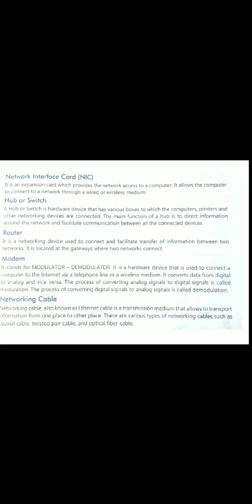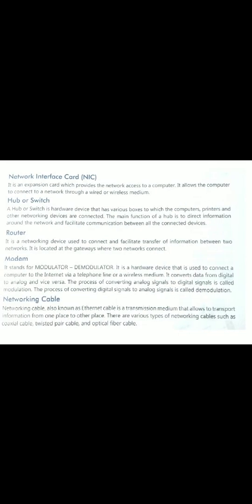The first one is the network interface card. This interface card provides network access to a particular computer. It allows the computer to connect to a network through a wired or wireless medium.